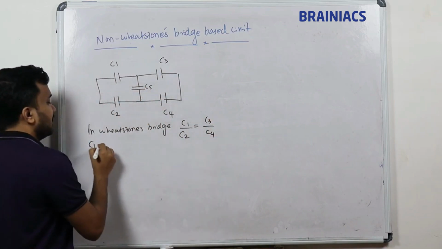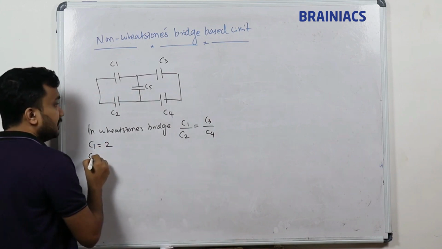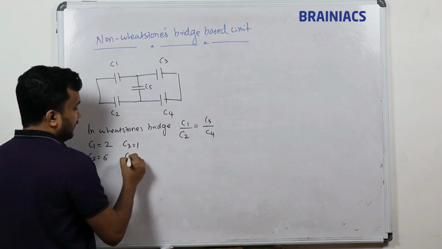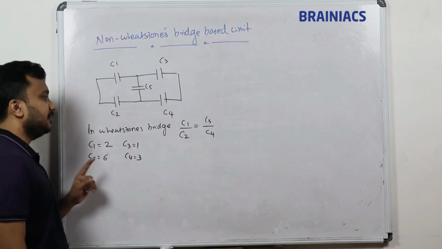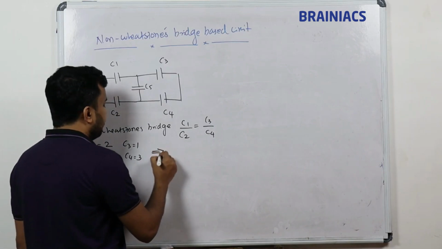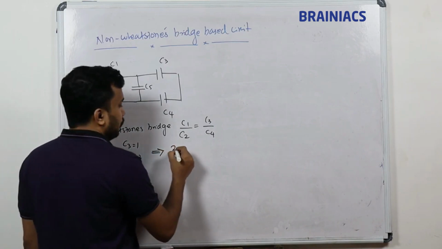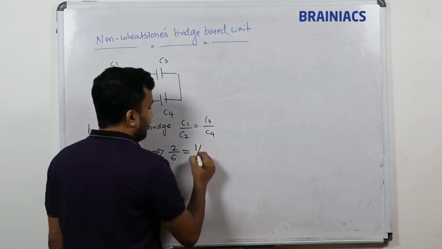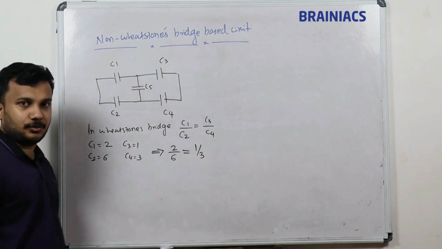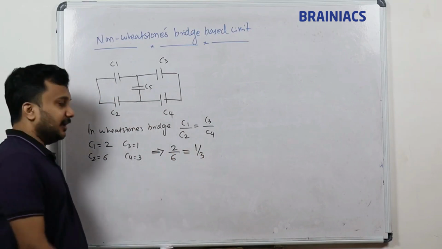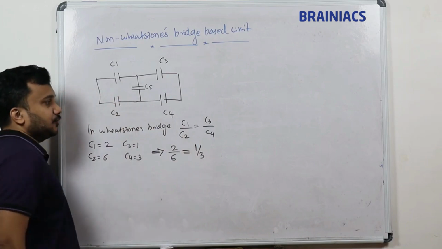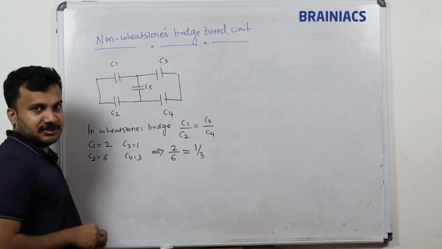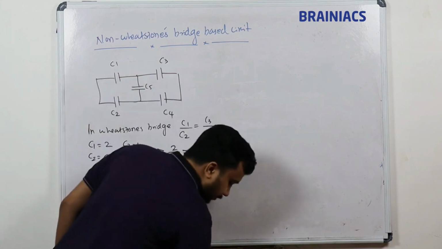Let me take an example. C1 equal to 2, C2 equal to 6, C3 equal to 1 and C4 equal to 3. If you take the ratios, we get 2 by 6, which is 2 divided by 6, equal to C3 by C4, which is 1 divided by 3. Both ratios are equal. If the left hand side ratio is equal to the right hand side ratio, then what I told you is that you can ignore this capacitance.